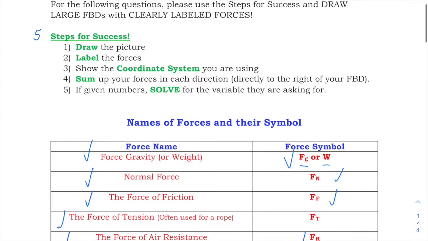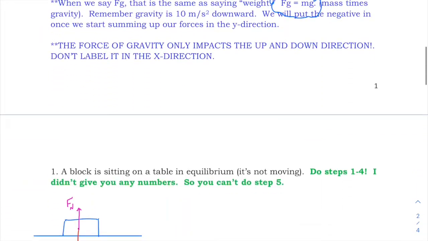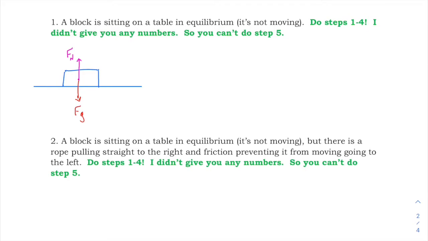So step 1, we drew a picture. Step 2, we labeled our forces. And we have to ask ourselves, are there any other forces acting on this? There's nothing pulling it to the right or left. We just have 2 forces. Gravity's pulling down. The normal force, for every action, there's an equal and opposite reaction, is pushing up. So the forces come in pairs, just like Sir Isaac Newton said they would. For every action, equal and opposite reaction. So there's no other forces.